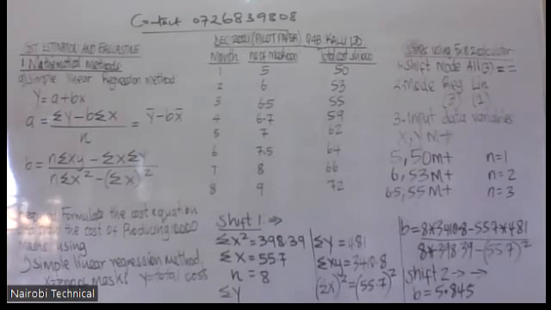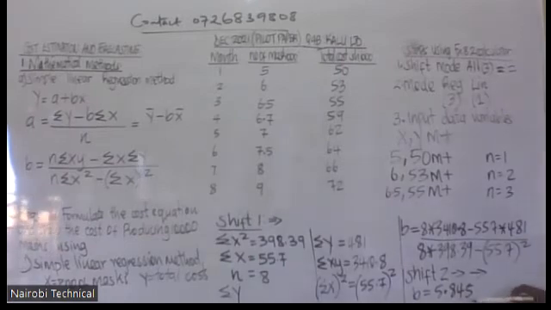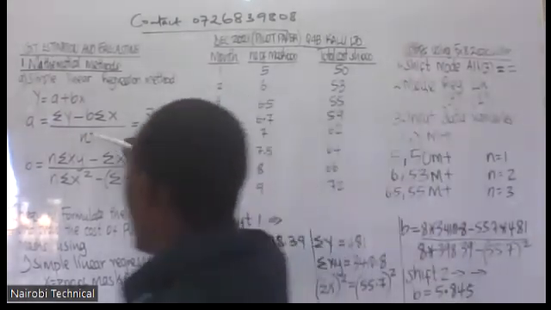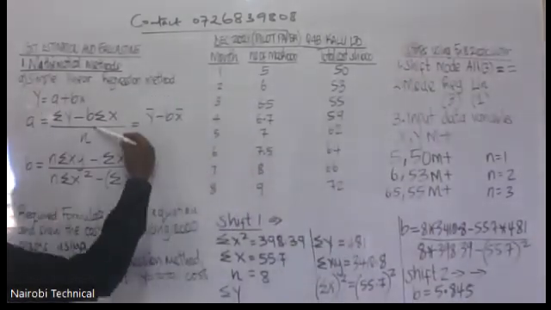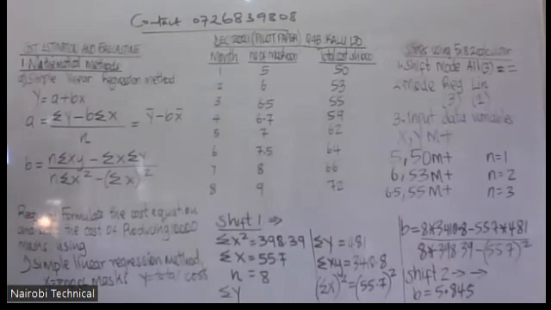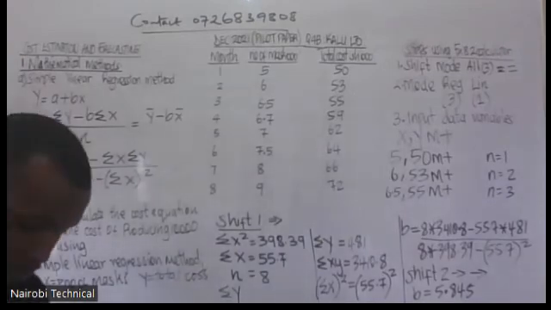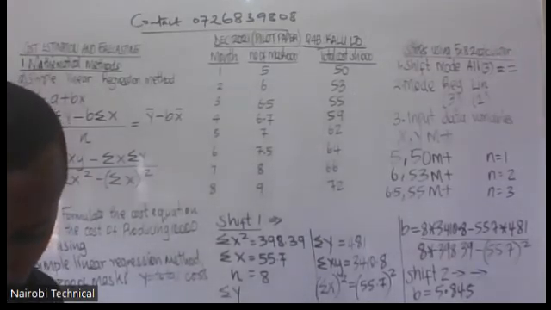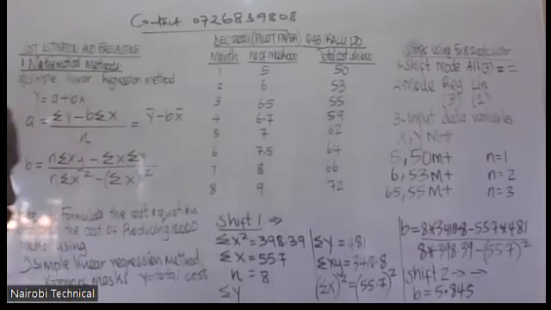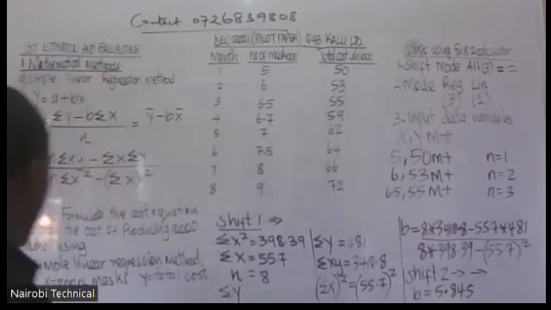5.845. Again, press Shift 2. Now, once you've gotten the value of B, you can substitute the value of B to get the formula of A. So let me show you how. I want to substitute the value of B to get A.